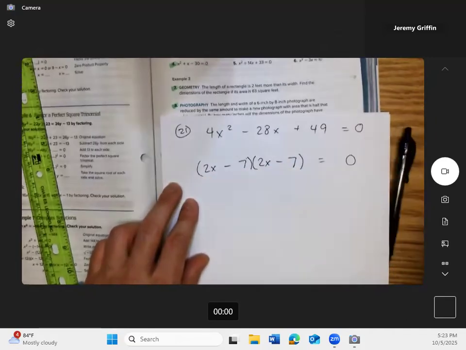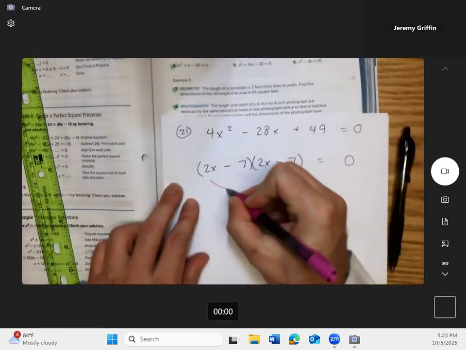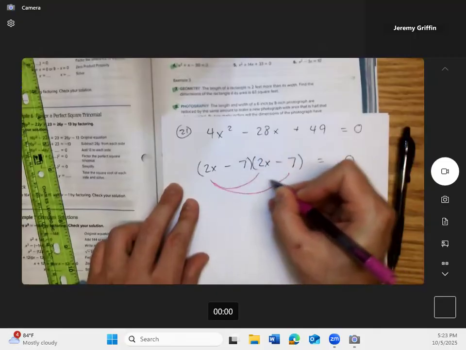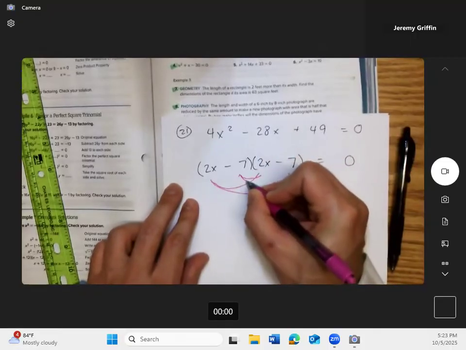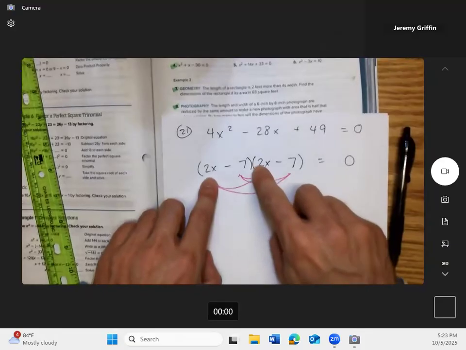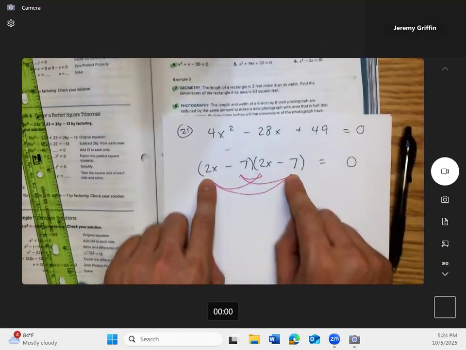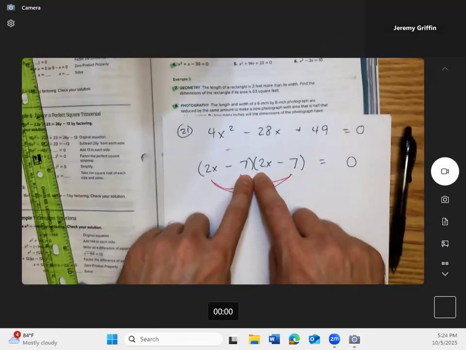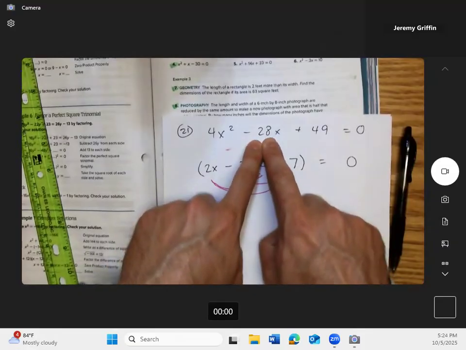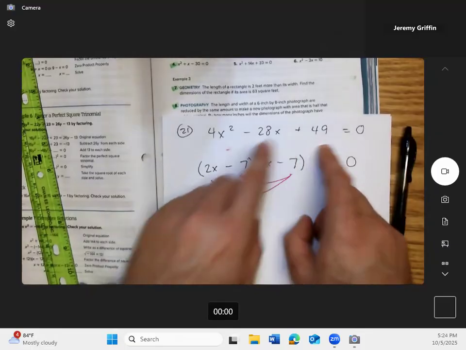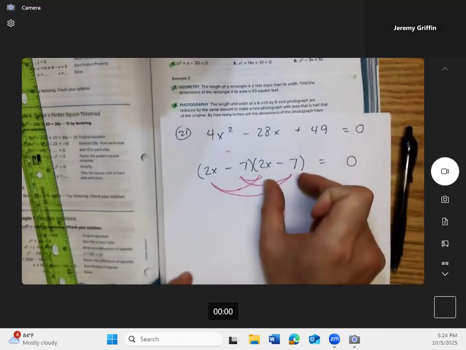I'm doing a reverse FOIL. Okay, so I'm checking my work in my mind. FOIL. 2x and 2x is 4x squared. Bing! 2x times -7 is -14x. And this is also -14x, which gives you -28x. Bing! -7 times -7, positive 49. Bing! Yeah, it all worked. Now this and this are the same thing.